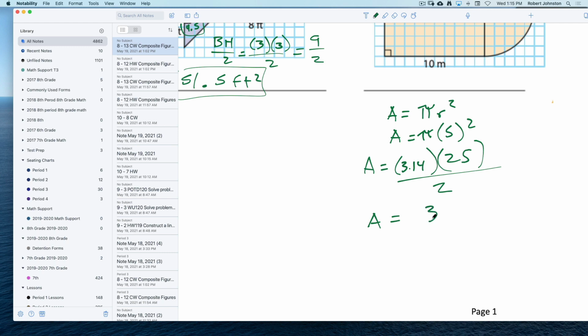I think it's 39.25. Go ahead and multiply it out again. 3.14 times 25 divided by 2 because it's half of a circle. I think it is 30 something, but what is it? 39.25. Okay, you got it.